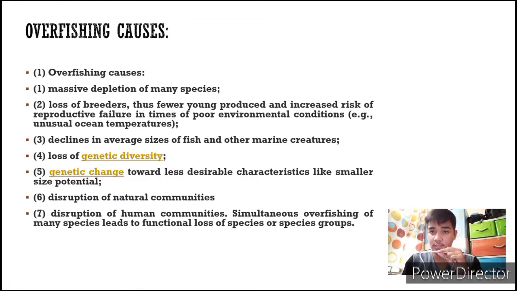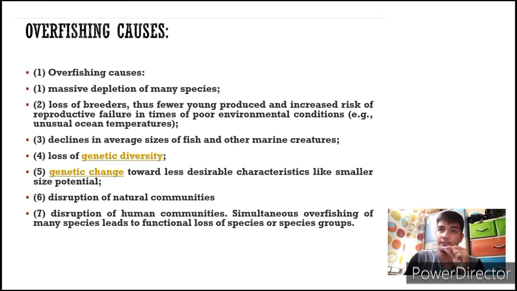Number one is overfishing. Overfishing causes: number one, massive depletion of many species. Number two, loss of breeders. Number three, declines in average sizes of fish and other marine creatures. Number four, loss of genetic diversity. Number five, genetic change toward less desirable characteristics, like smaller size potential in fish. Number six is disruption of natural communities. Number seven, disruption of human communities.